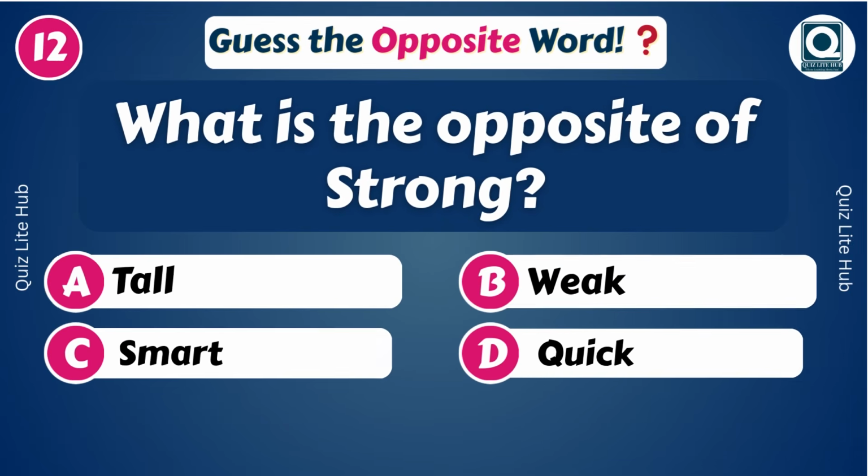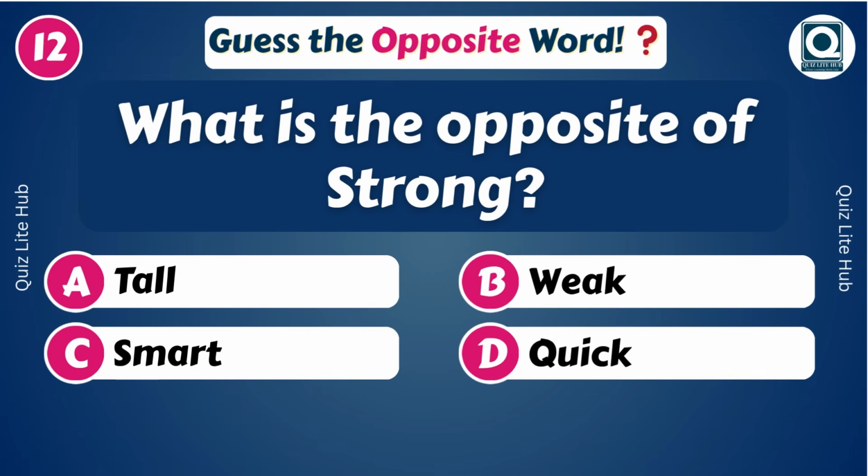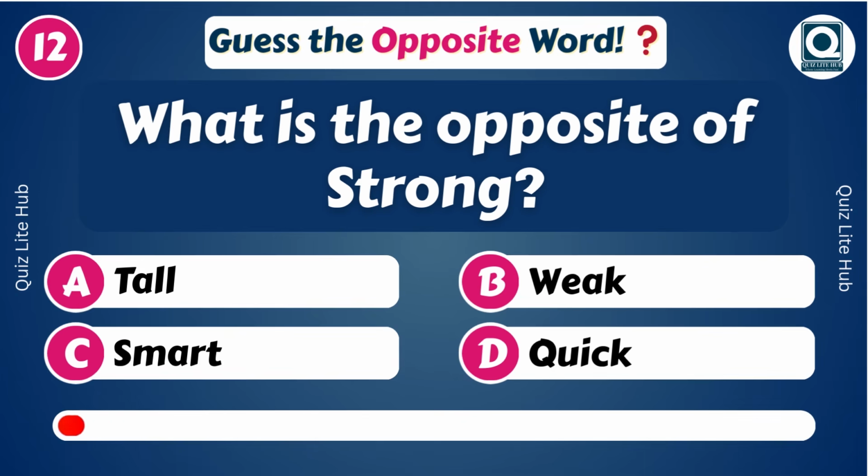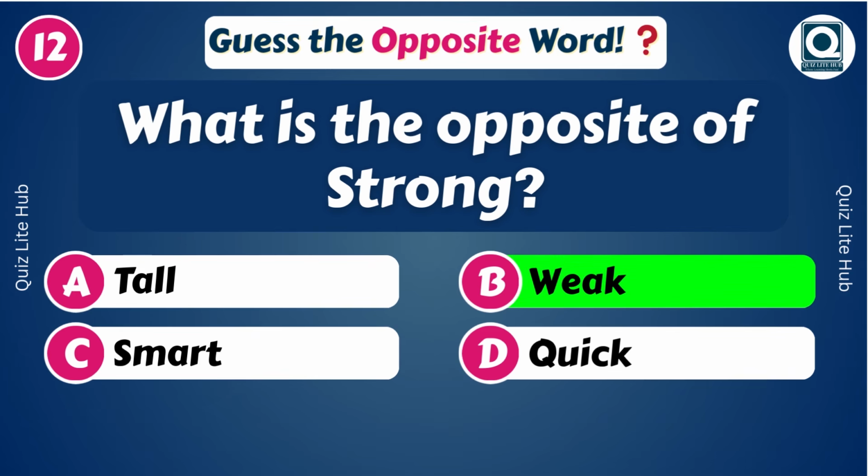Strength check. Which word is opposite of strong? 4 choices are in front of you. Choose carefully. The right answer is weak.